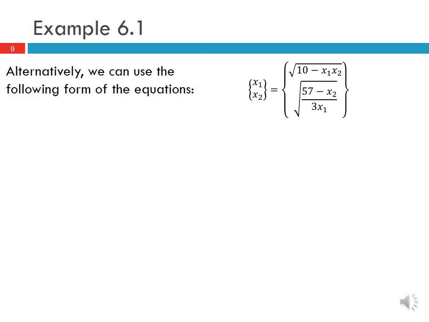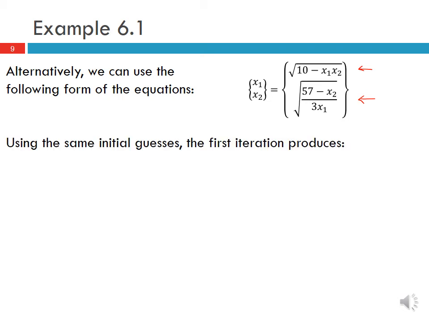Alternatively, we can use another form of the equations as shown here. So our first equation can become x1 is equal to the square root of 10 minus x1 x2, and the second equation becomes x2 is equal to the square root of (57 minus x2) divided by 3x1. So using the same initial guesses, our first iteration goes as shown here. So x1 is equal to the square root of 10 minus x1 x2. So we plug in our values for our initial guesses for x1 and x2. And our updated estimate for x1 is 2.1794.